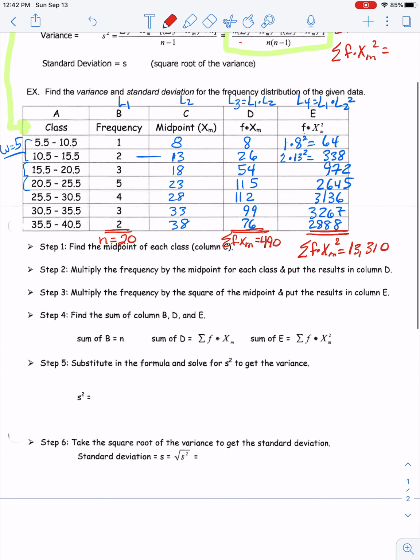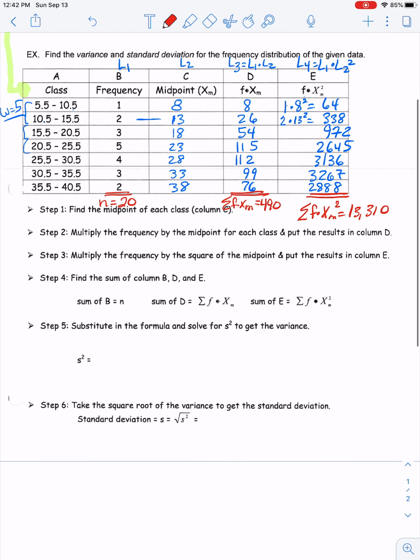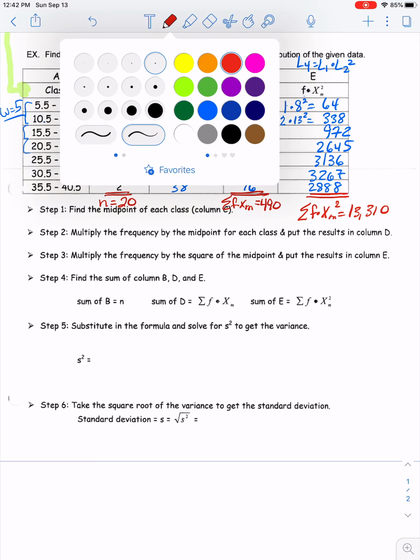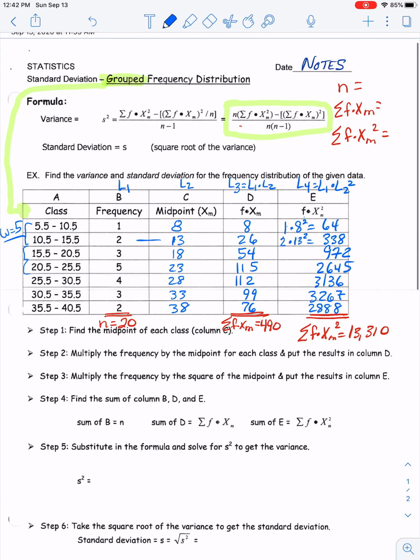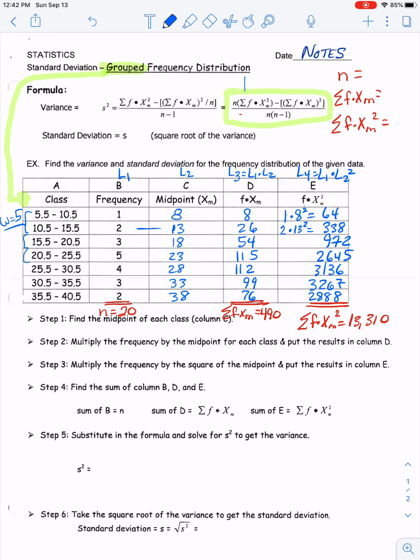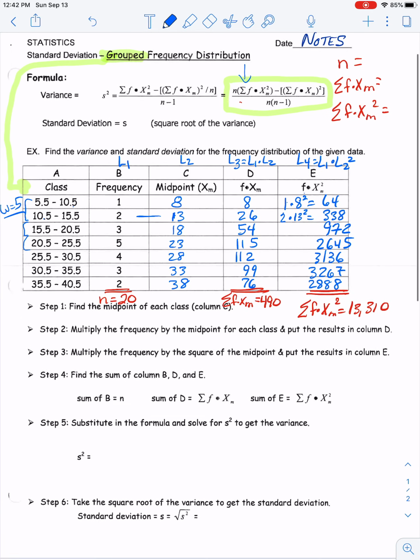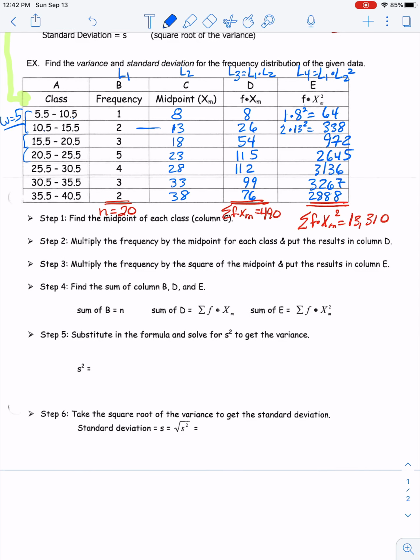Okay, so I'm going to just scroll down here. And we're doing pretty much what's written in the steps. I'm just talking you through it instead. All right, so let's begin our variance calculation. By the formula, n comes first, and then f times x squared. So n in this problem was 20.